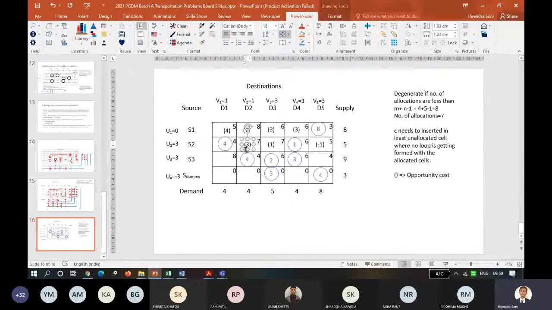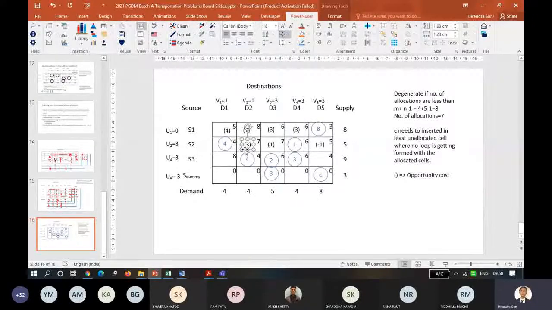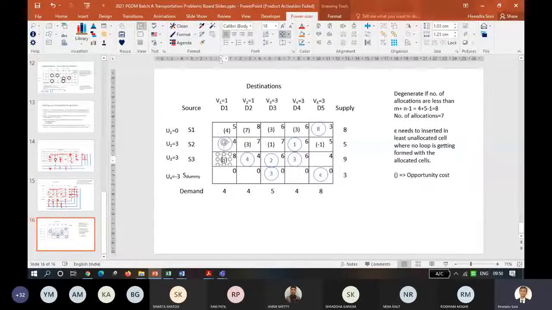Let's see if there is any other cell with a larger negative value. Okay, so let us look at the other cells now. We'll complete all the unallocated cells and then we will work on it. Now what about this? 3 plus 1 is 4. 8 minus 4 is 4. Good.